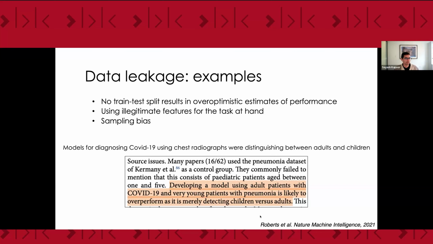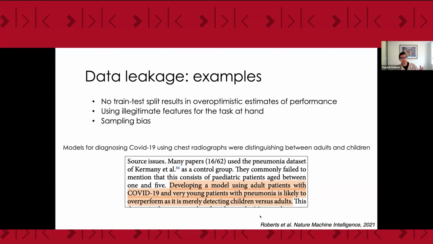A third and final example of leakage that I'll talk about here is when models used for diagnosing COVID-19 using chest X-rays had all images of people with COVID come from adults, but all the negative examples, all the chest X-rays of people without COVID, actually came from children. So once again, in this case, the models were likely learning to distinguish between X-rays of children versus adults, rather than distinguishing between people who did have COVID versus people who didn't.